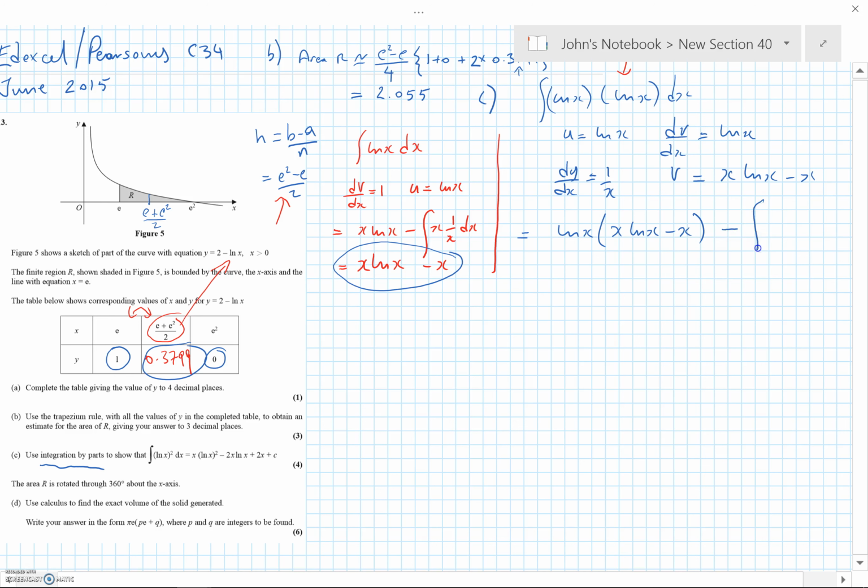minus the integral of v du by dx, which is those two multiplied by each other, 1 over x, bracket, x ln x minus x, dx. That equals, there's obviously a common factor of x there, so minus the integral of ln x minus 1 dx.